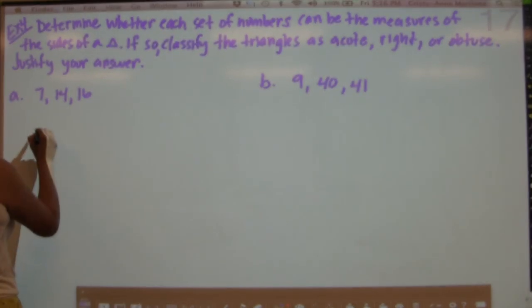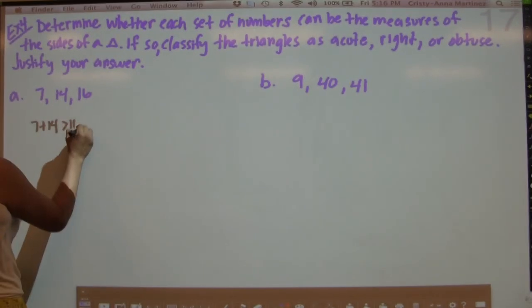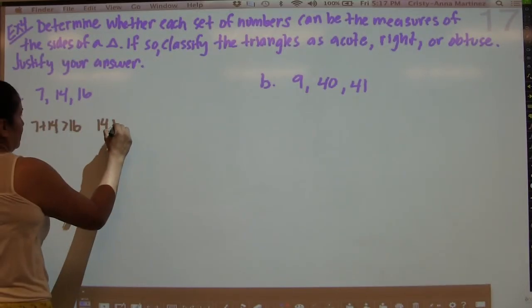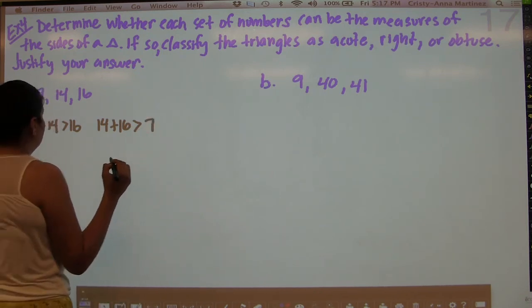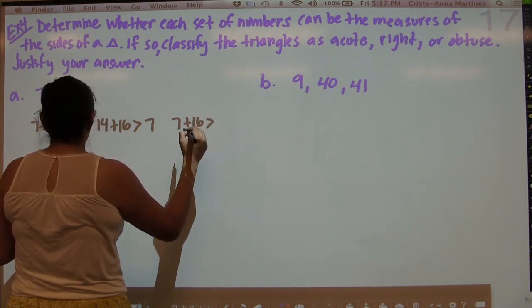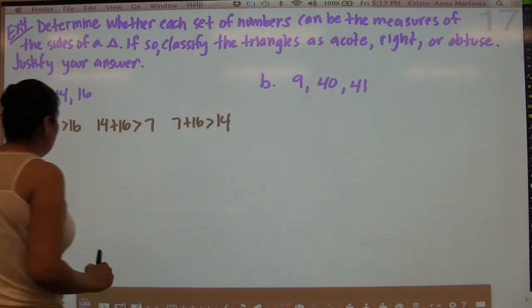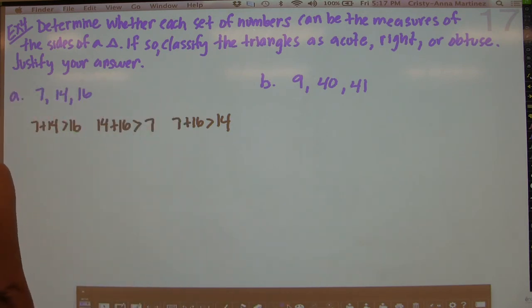Is for us to say 7 plus 14 has to be larger than 16. 14 plus 16 has to be larger than 7. And then 7 and 16 has to be larger than 14. So if you remember, any two sides of the triangle have to be larger than the third side in order for it to be a triangle. And yes, 7 plus 14 is going to be 21.